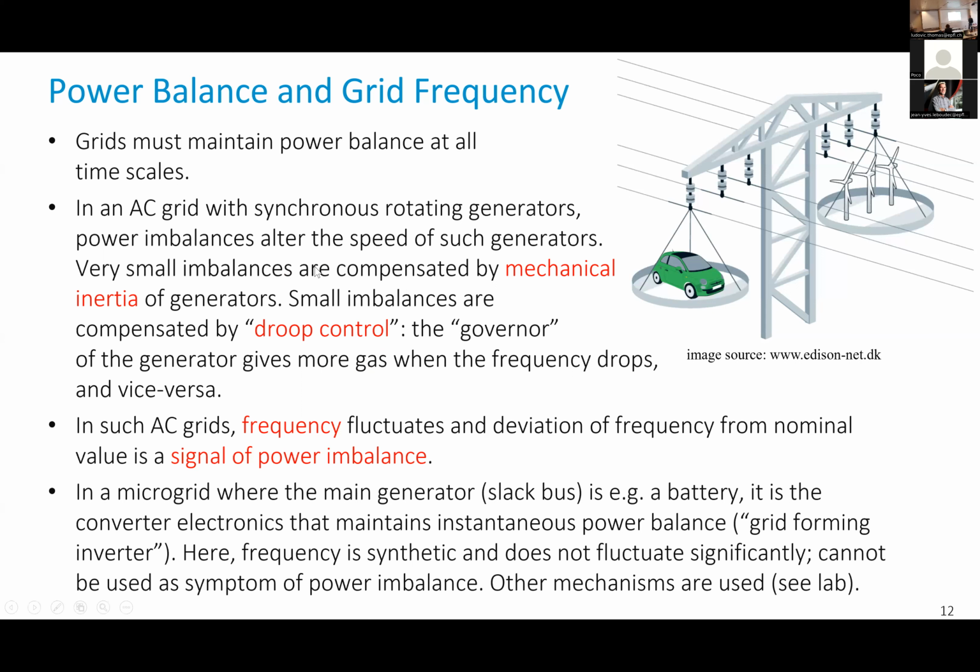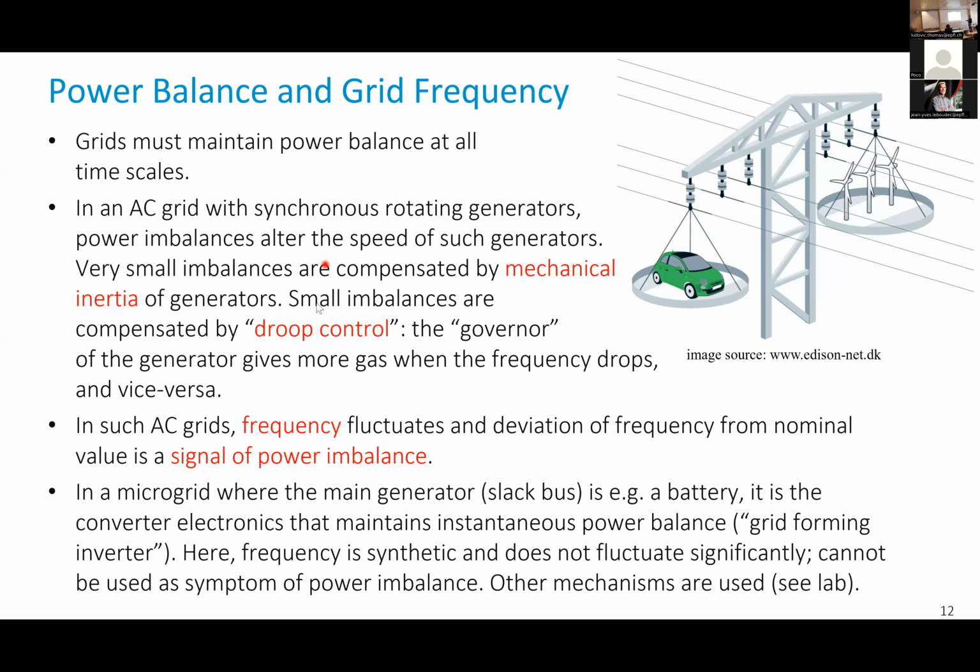I said all generators do this, but it's not true. Your PV panel on the roof doesn't do this. So many renewable energies don't do this, and that's one of the problems: the amount of stabilization provided by the traditional generators is going away. So it will have to come back from somewhere else.